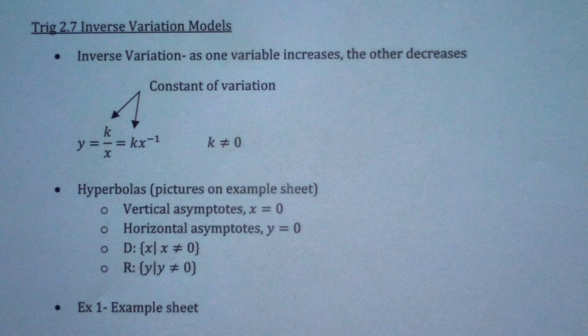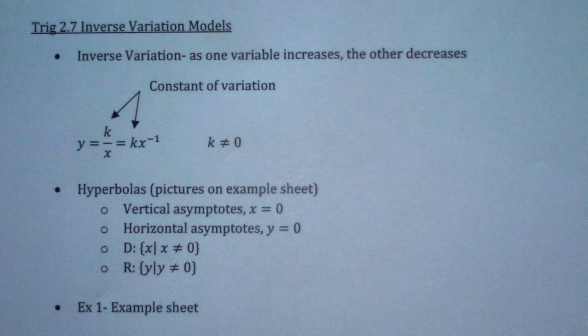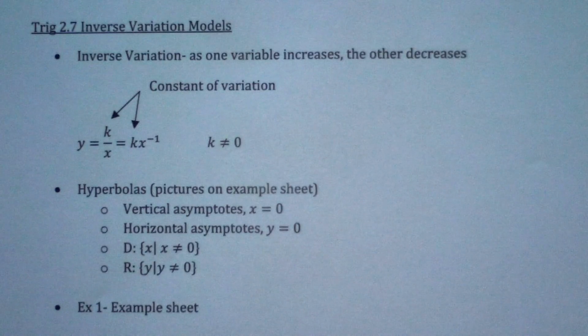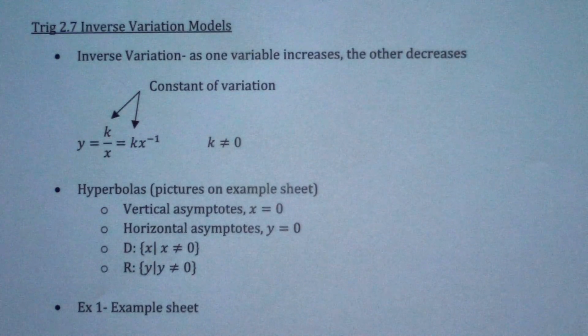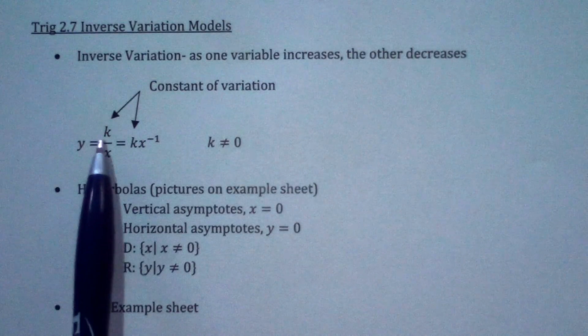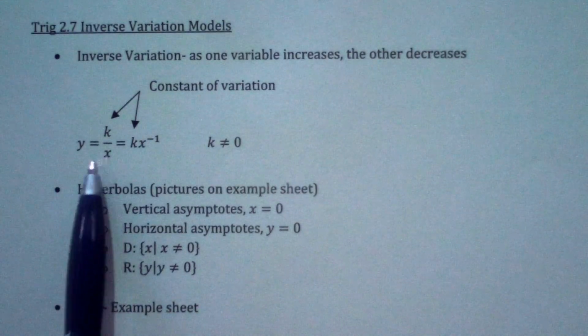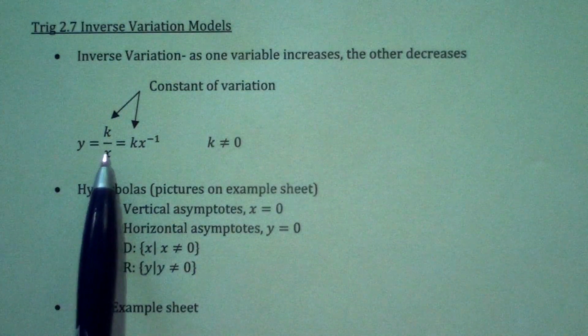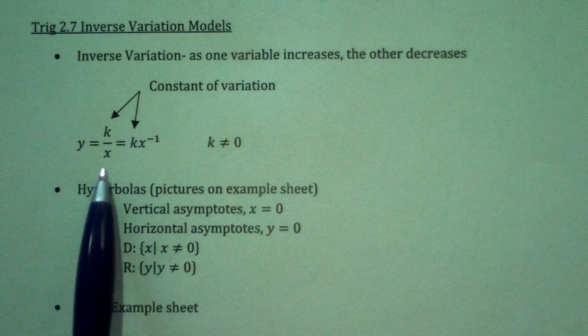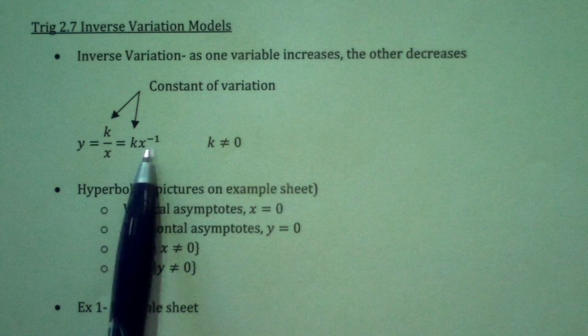So inverse variation just in general, as one of your variables increases, the other decreases. That's always going to be set up as some sort of k, or your constant of variation, over your independent variable. Sometimes this independent variable is just by itself. Sometimes it's squared or something like that. So if it was squared here, that would just switch to a negative power of 2 there. So a couple things there.